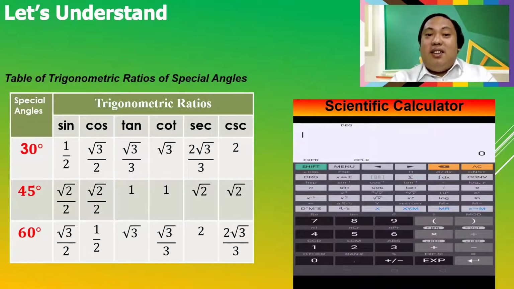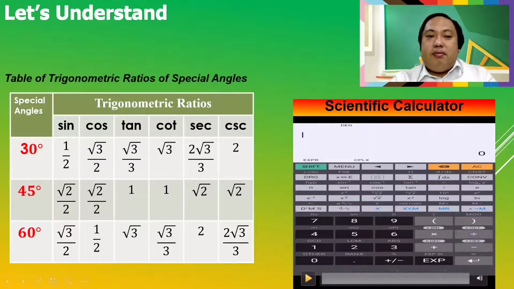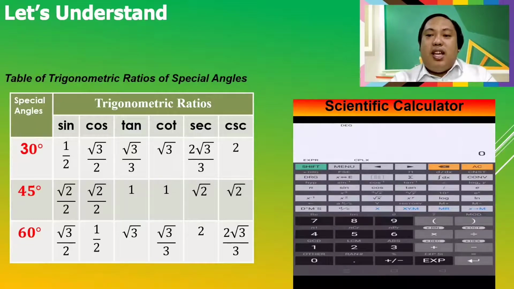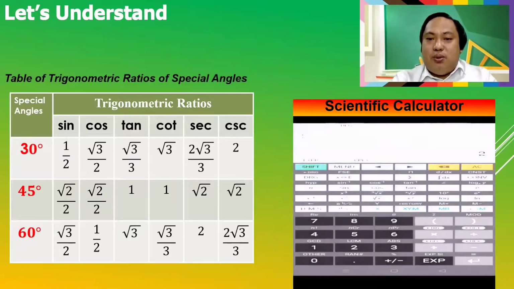Now let's check the trigonometric ratios of special angles using a scientific calculator. For sine 30 degrees, we have 1/2. For cosine 30 degrees, we have square root of 3 over 2. For tangent 30 degrees, we have square root of 3 over 3. For cotangent 30 degrees, we have square root of 3. Secant 30 degrees is equal to 2 square root of 3 over 3. And for cosecant 30 degrees, we have 2.